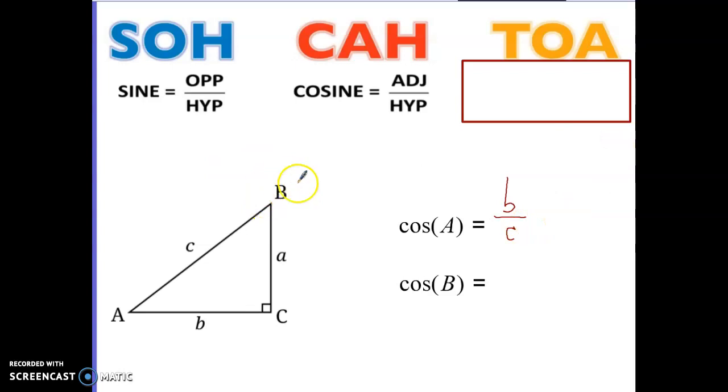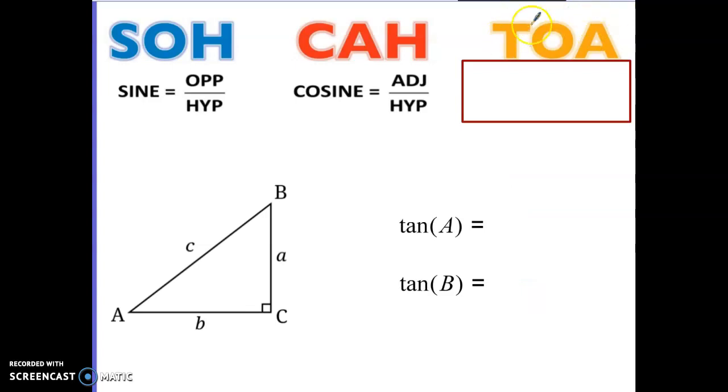All right, and now let's look at B. So the adjacent side to B, the one that's next to B but not the hypotenuse, that's this one. So there's A. And then the hypotenuse, still C. Okay, so because the adjacent side changes depending on which angle you're looking at, the cosine of these two angles are different from one another.